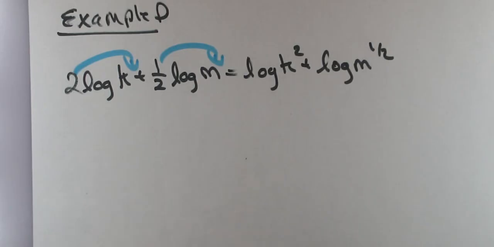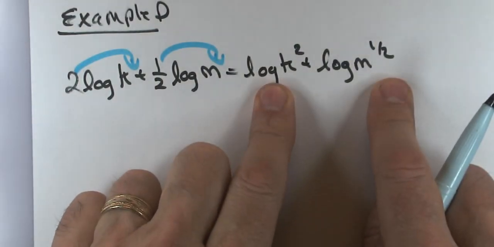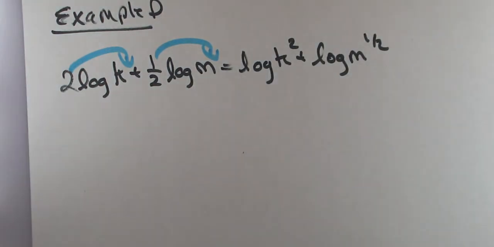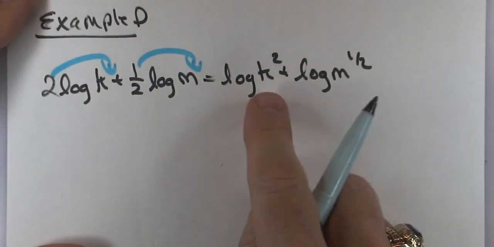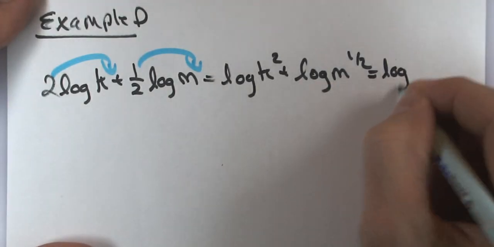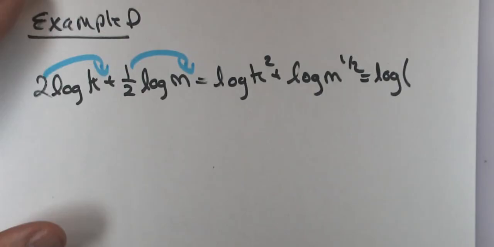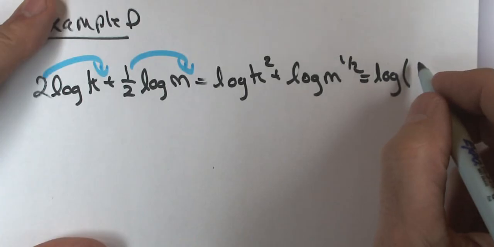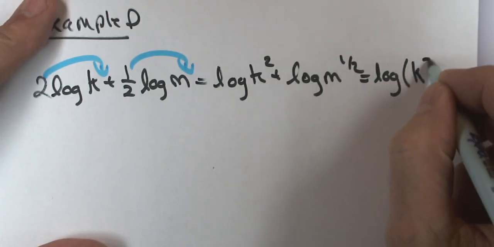And I can further simplify this. I can use my product rule in the opposite direction. So the sum of the logs becomes the log of a product. So what would that look like? Log of what? Anyone? K squared, square root of m.